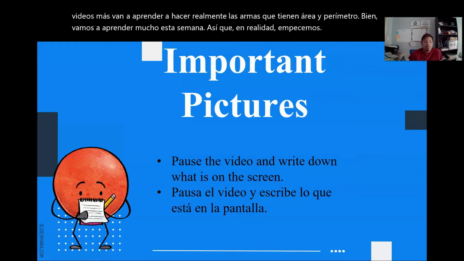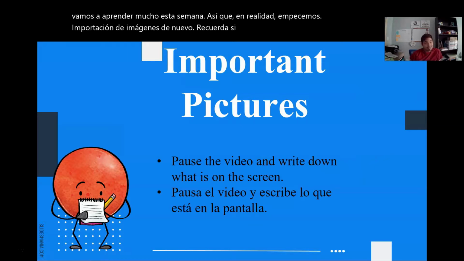Important pictures, okay? Remember, if you see this little guy on the bottom left side, go ahead and write down everything that is on the screen, okay?